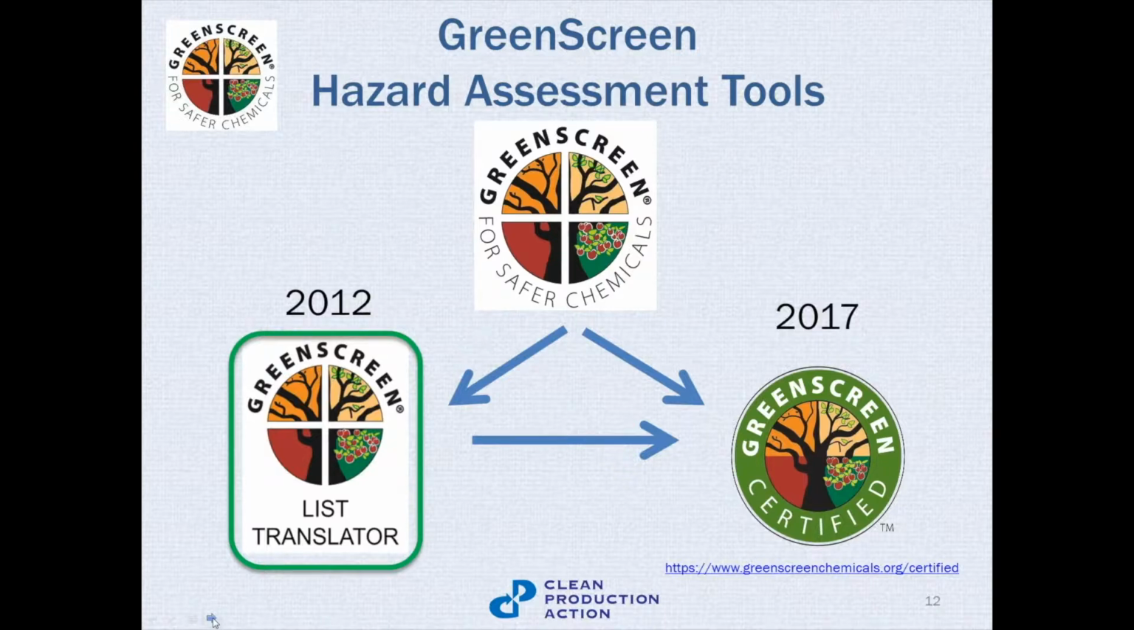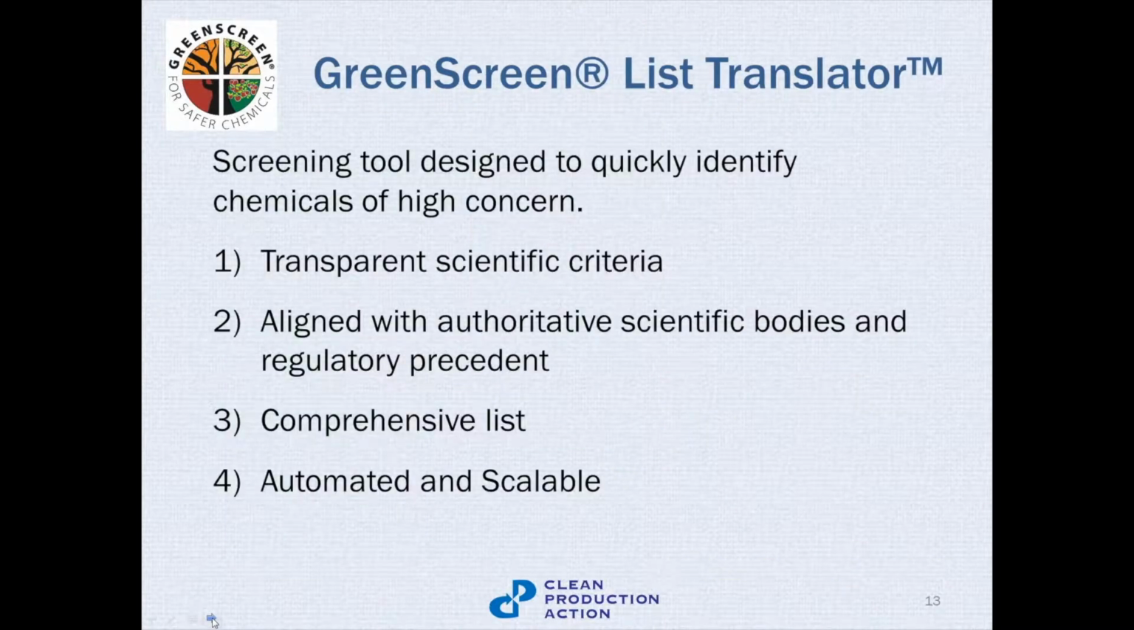And so what List Translator does, it's really a screening tool that's designed to quickly identify chemicals of high concern. It's built on the same criteria as GreenScreen, so you've got all the same hazard criteria, all the same hazard endpoints, and you use the benchmark 1 criteria, which we call the List Translator scoring algorithm. So you just use that chemical of high concern criteria.